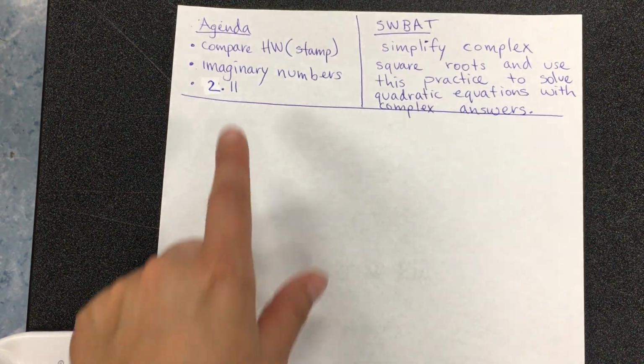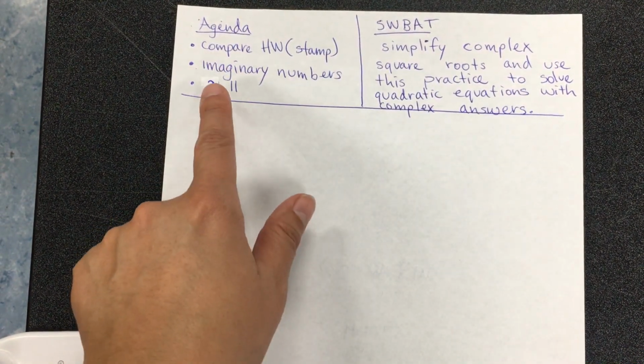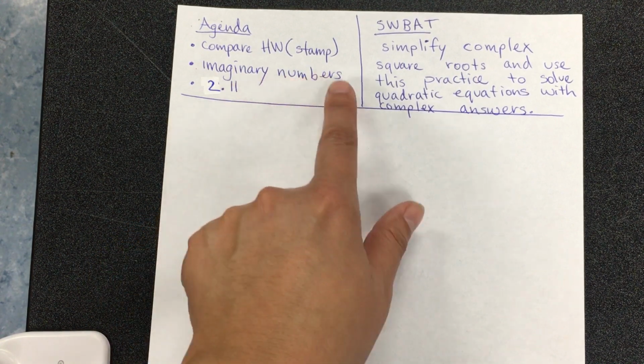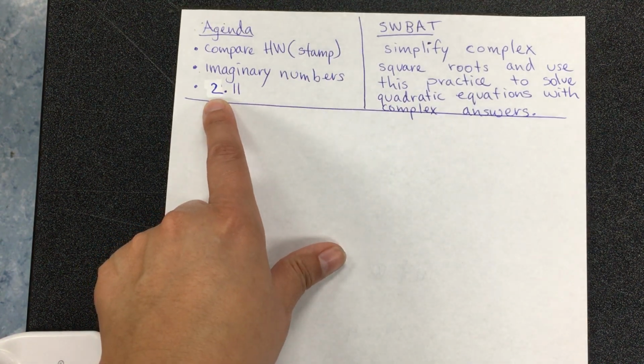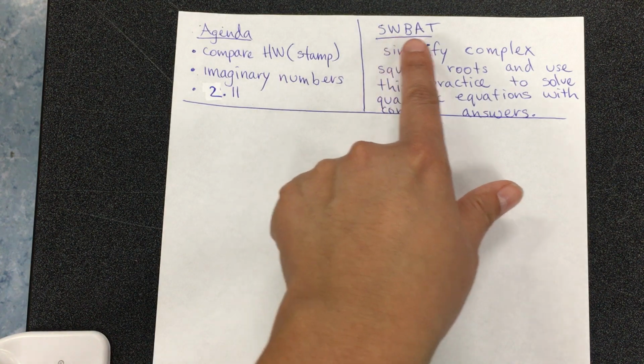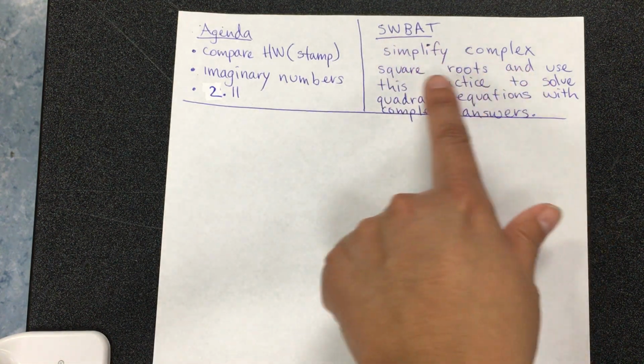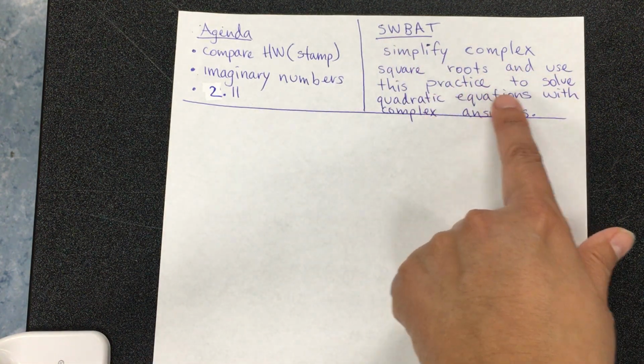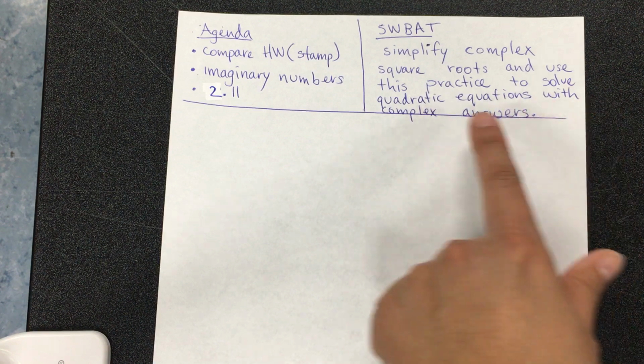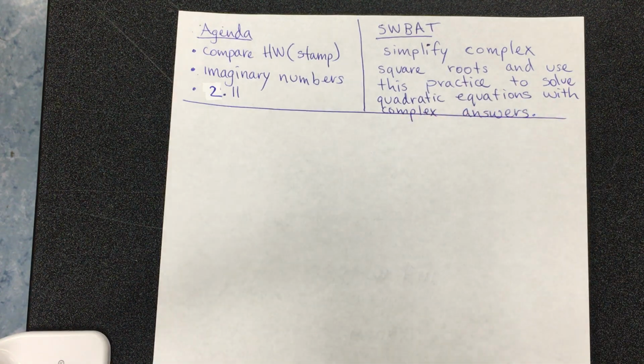Hello students, today's agenda is to compare homework. We'll be learning about imaginary numbers and you will be able to work on 2.11. Today students will be able to simplify complex square roots and use this practice to solve quadratic equations with complex answers.